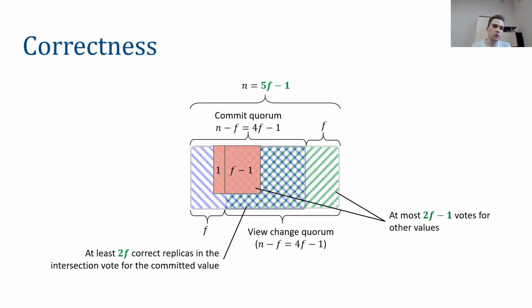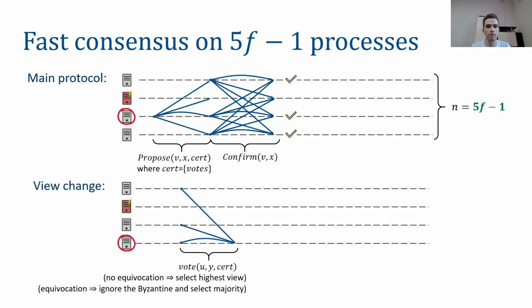This slide illustrates the quorum intersection rule that our protocol relies on in case of equivocation. The main difference with the intersection rule used in FaB Paxos is the fact that now we know that at most f-1 Byzantine processes belong to the intersection of the two quorums.